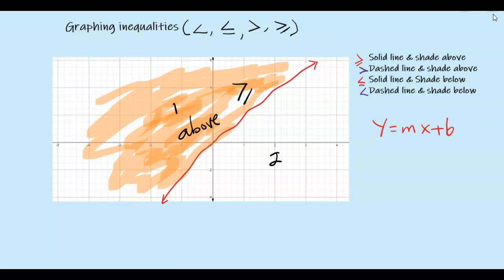If we were supposed to consider section 2, then this one would be below. And since it's a solid line, this would be the left elbow with an equal sign. Okay, let's look at another orientation.